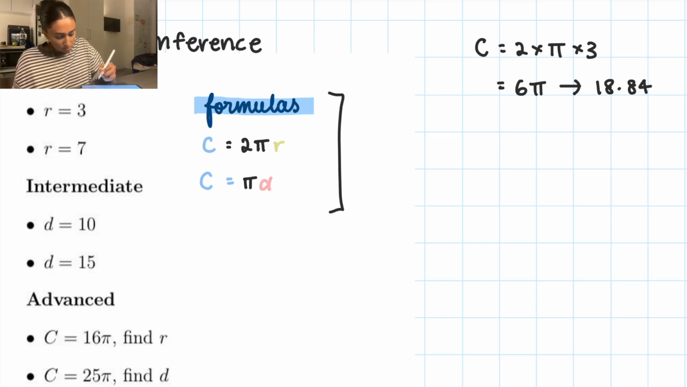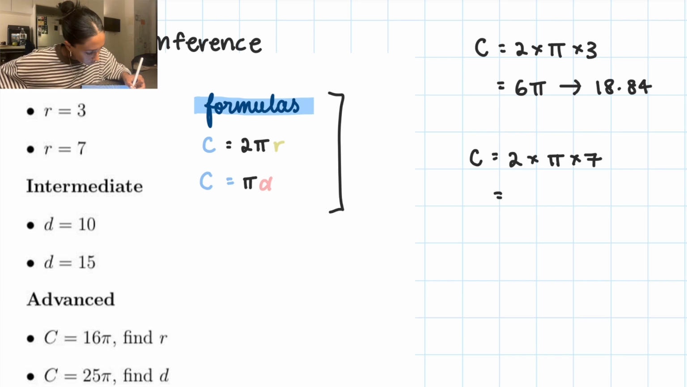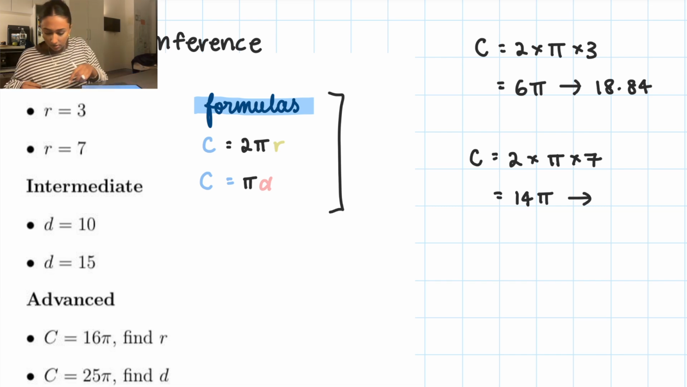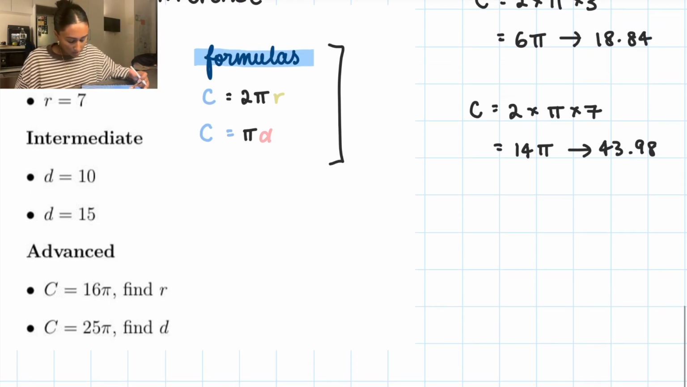Okay, moving on to number 2, find the circumference when the radius is equal to 7. So same as before, C is equal to 2 times pi times 7, which gives you 14 pi. If you put that into your calculator, you end up with 43.98. Okay, moving on to the harder questions.